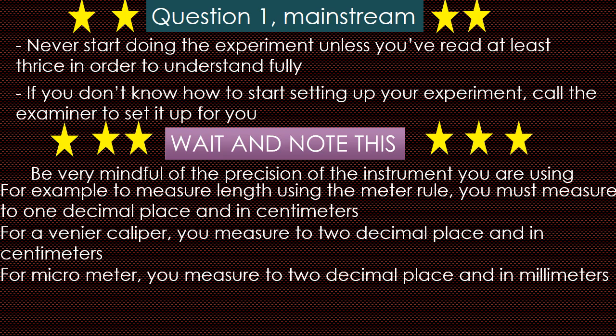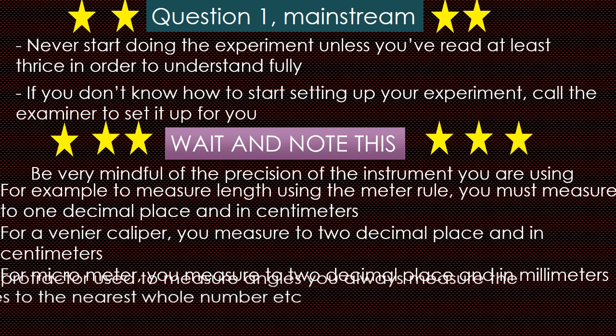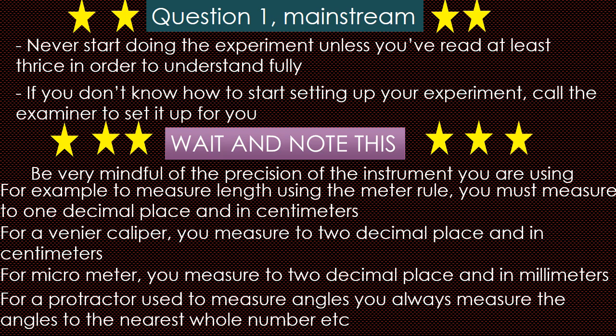The moment you do something that is not what you're supposed to do, they simply cross it and give you a 0. Good. So friends, take notes so you can score all your marks. Very important, friends: the protractor, which is used to measure angles, you measure angles using that protractor to the nearest whole number. The protractor cannot even measure decimal angles, so you always measure them and round them off to the nearest whole number.